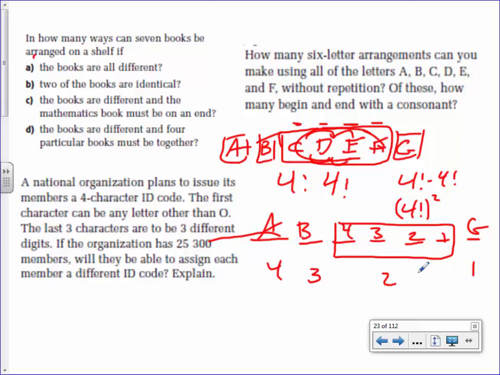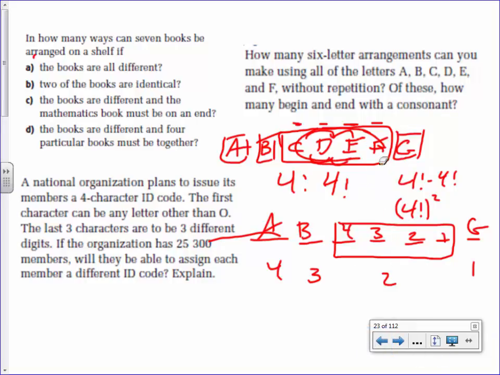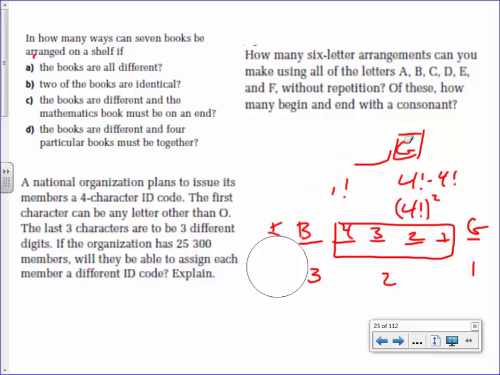4 factorial. Exactly. Excited about math. Does that make sense? Alright, let's try the next one here.